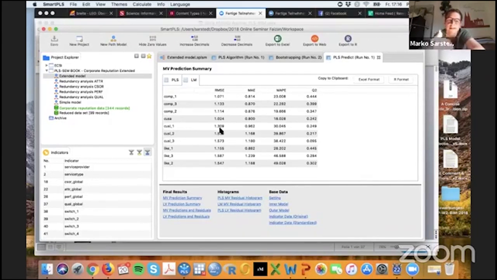So you have a slightly better prediction in the PLS model. For customer loyalty two, we've got 1.525 in PLS and 1.539 in the linear model, so better prediction here. And finally, for customer loyalty 3, 1.532 versus 1.573. So again, we've got a smaller RMSE-induced error in the PLS model compared to the linear model, which would support that we actually have predictive power in this model. So this is how we deal with PLS predict.